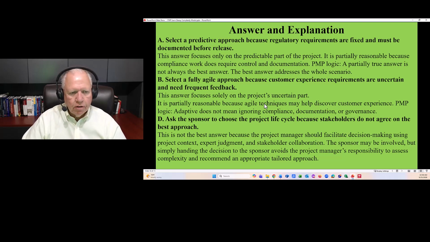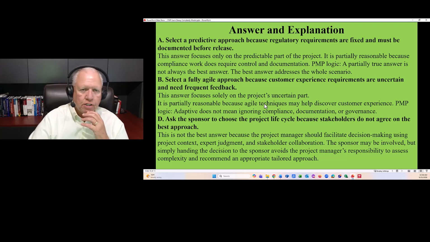B, select a fully agile approach because customer experience requirements are uncertain and need frequent feedback. This answer focuses solely on the project's uncertain part. It is partially reasonable because agile techniques may help discover customer experience. PMP logic would be that adaptive does not mean ignoring compliance, documentation, or governance.